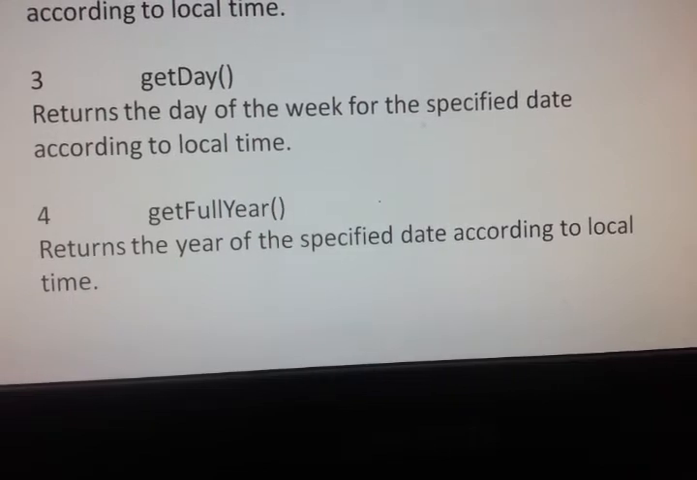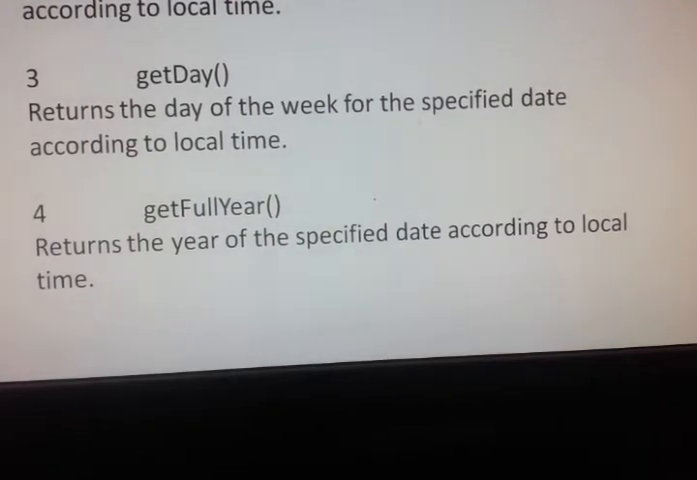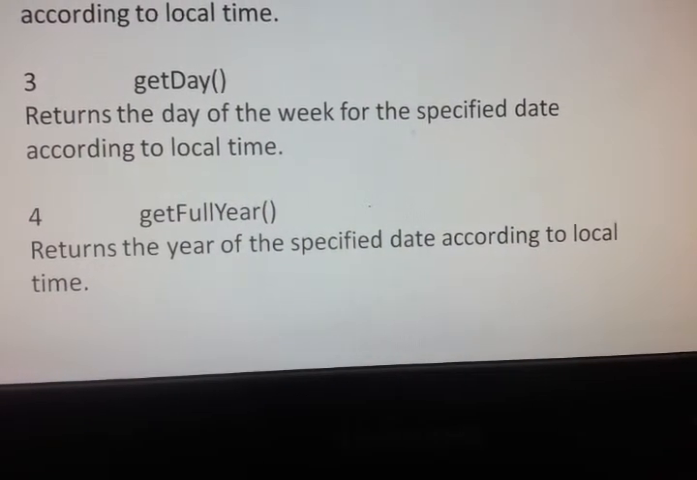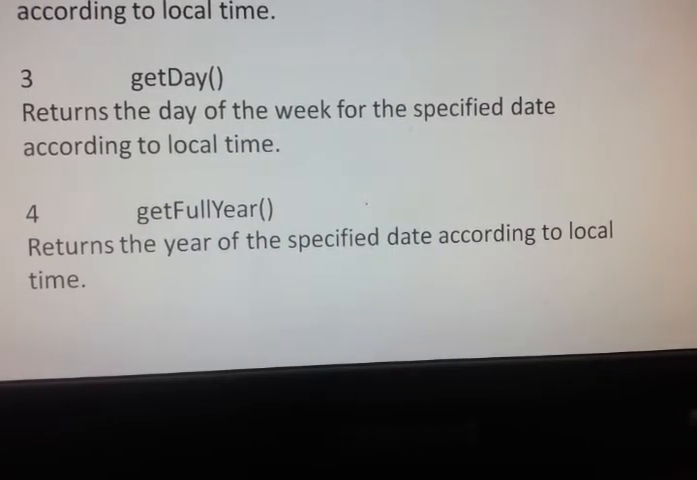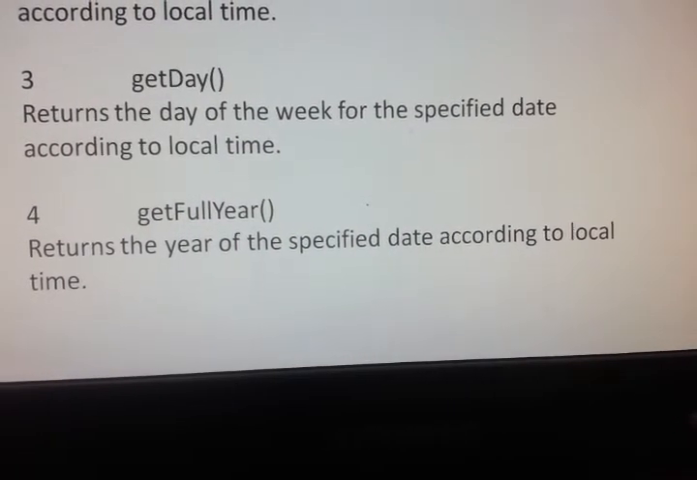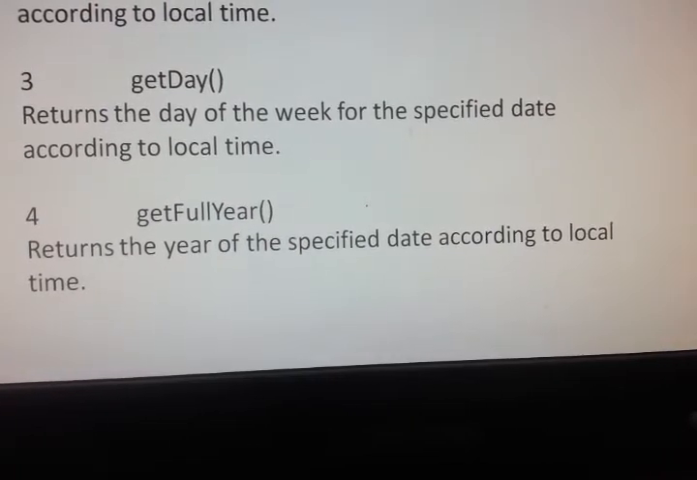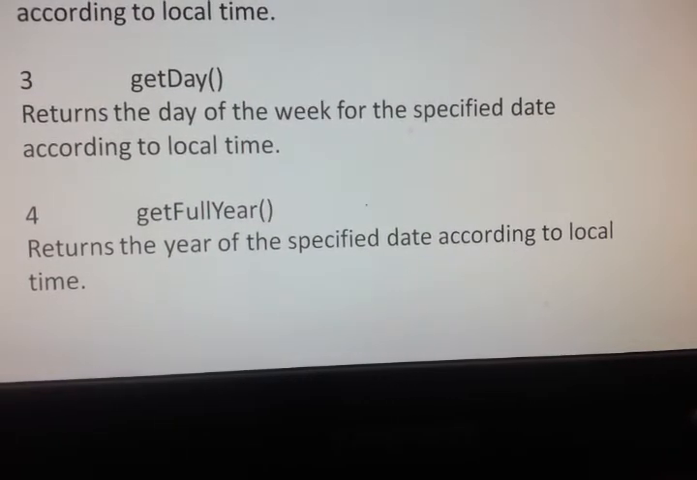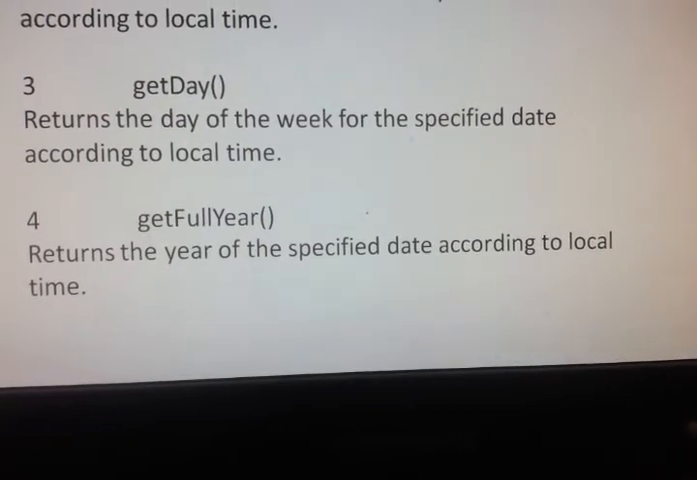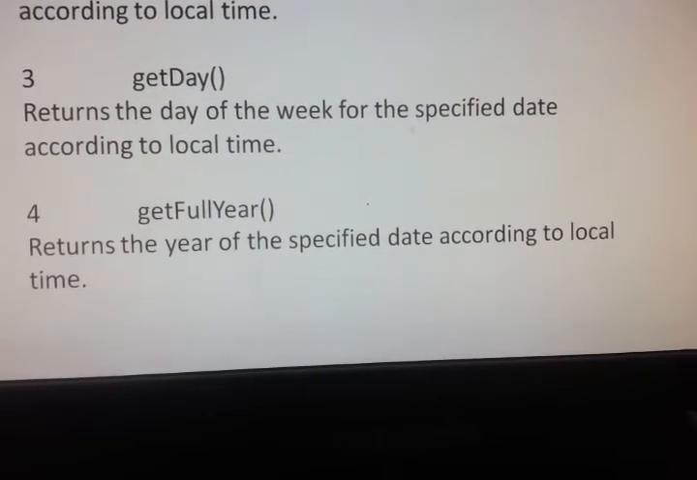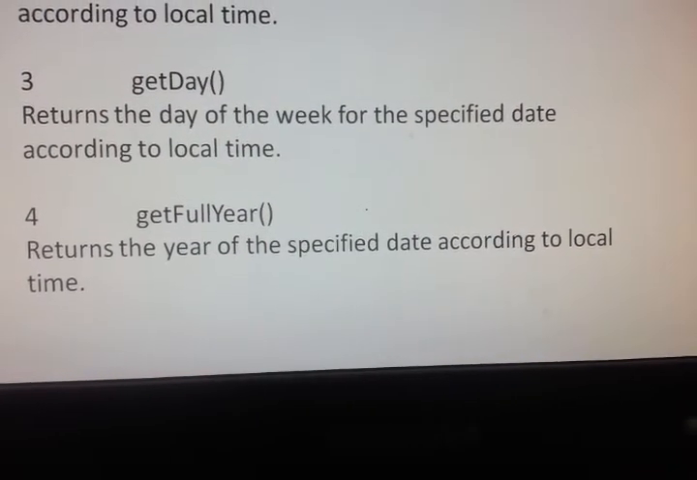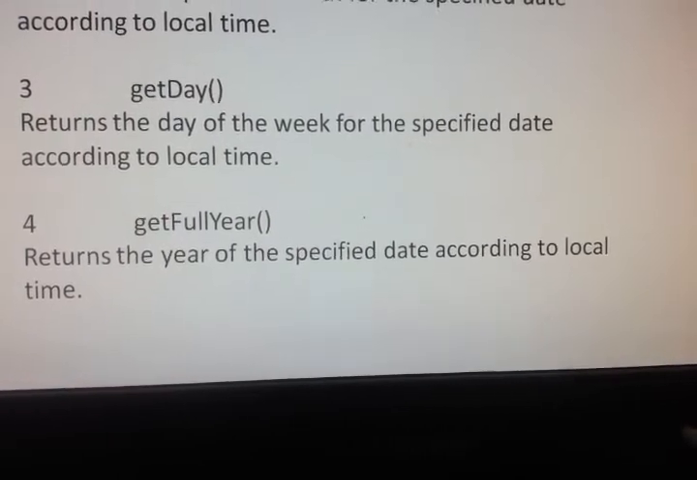And fourth one is getFullYear. Returns the year of the specified date according to local time. Like 2020 we will get. So this second, third and fourth are get methods.